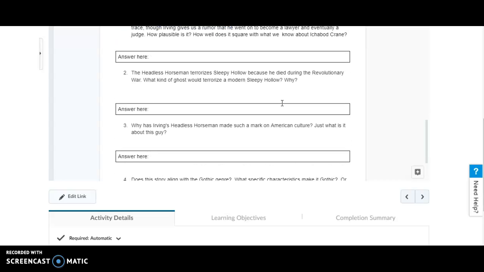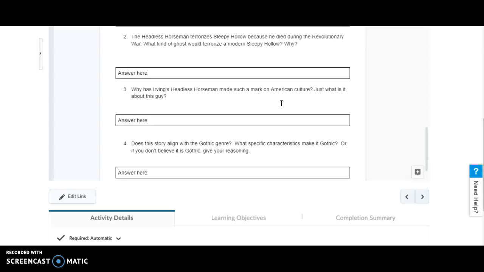So then number 2, the Headless Horseman terrorizes Sleepy Hollow because he died during the Revolutionary War. What kind of ghost would terrorize a modern Sleepy Hollow, and why? Why has Irving's Headless Horseman made such a mark on American culture? What is it about this guy? And finally, does this story align with the Gothic genre? What specific characteristics make it Gothic, or if you don't believe it is Gothic, give your reasoning.